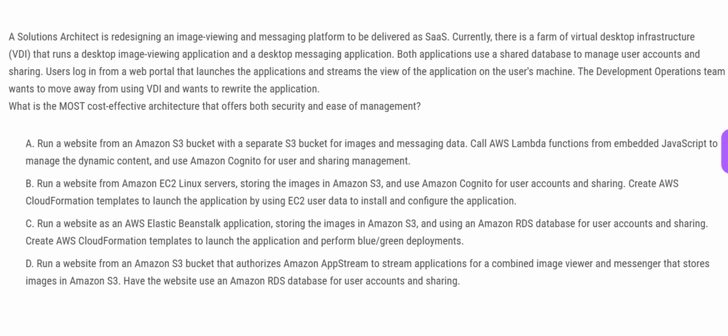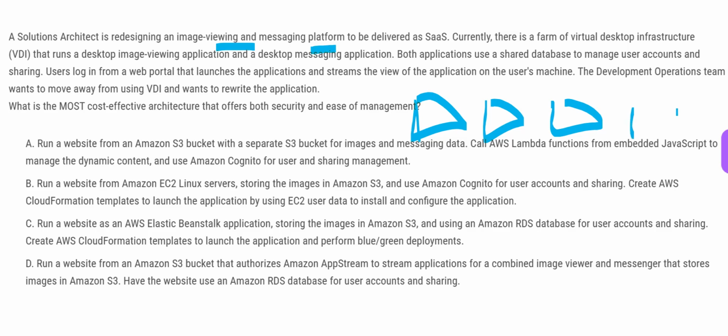See, there is a solution architect. They are redesigning an image viewing and messaging platform to be delivered as SaaS. Currently, there is a farm of virtual desktop infrastructure. So they have a lot of virtual desktops, infrastructure that runs a desktop image viewing and a desktop messaging application. Everything is on desktop. Both applications use a shared database to manage user accounts and sharing. So you have a shared database.